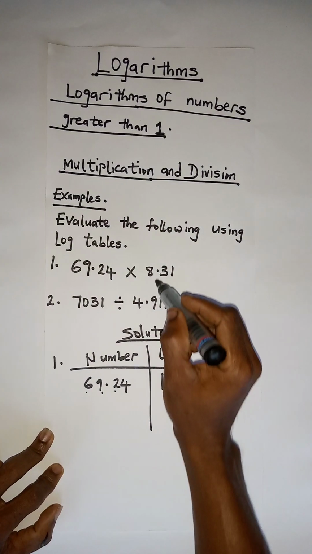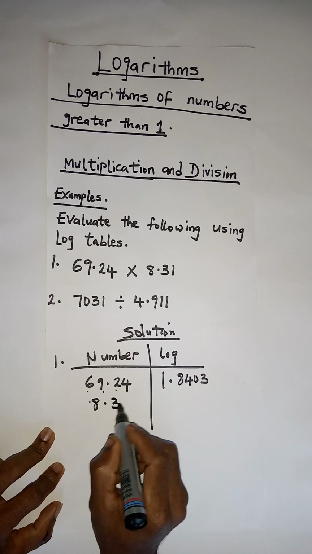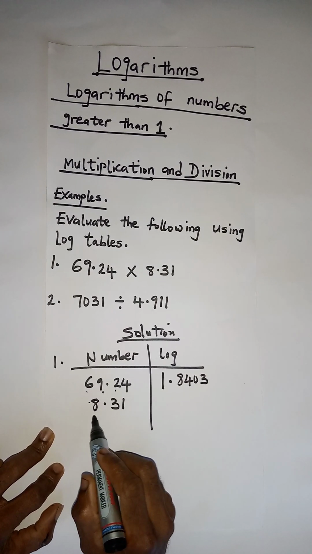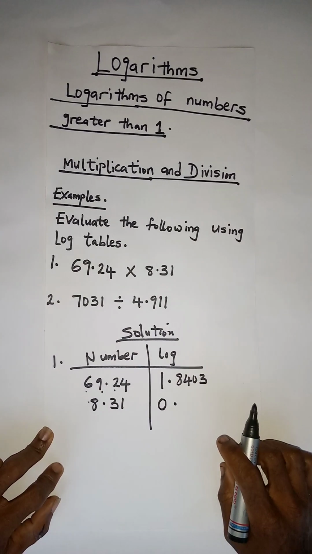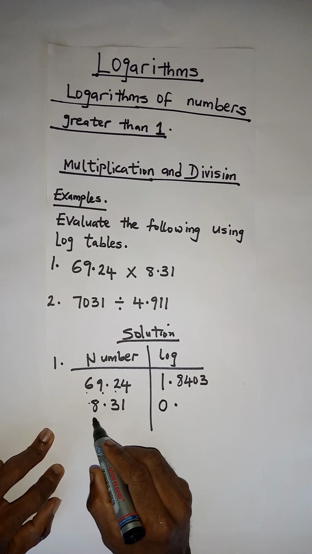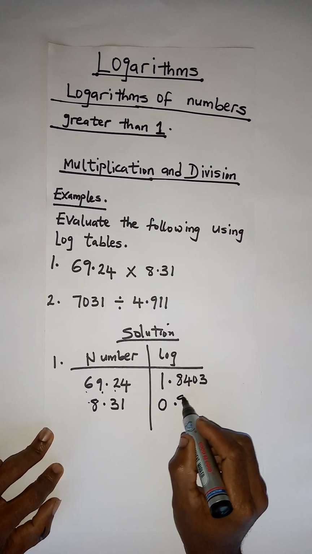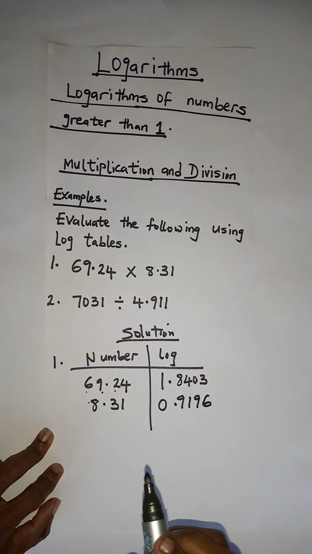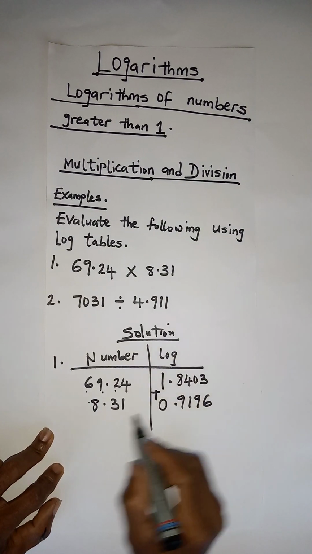Okay, now let's check the logarithm of this other number. We have 8.31. Again, we have one number before the decimal point. So 1 minus 1, we have 0 point. Then you check out the logarithm of 83 under 1. If you check that correctly, you're going to have 9196. Remember, we said if the numbers are multiplying, you add their logarithm.